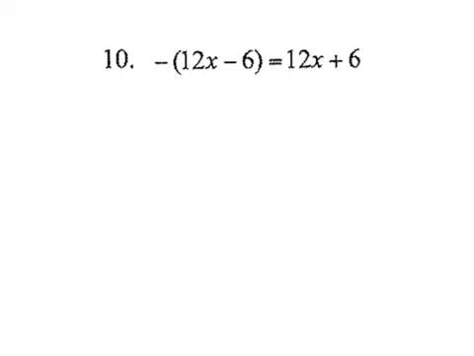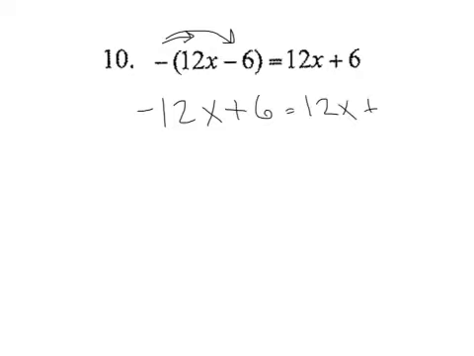Now we've got number 10. If there's a negative in front of the parentheses, you're going to multiply everything by negative 1 or change the sign of everything inside. So you get negative 12x plus 6 equals 12x plus 6.